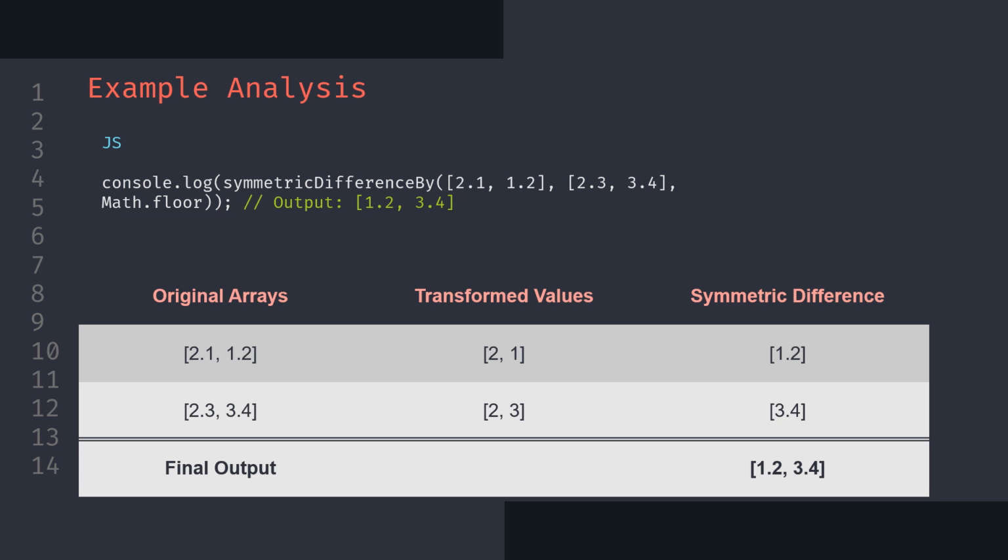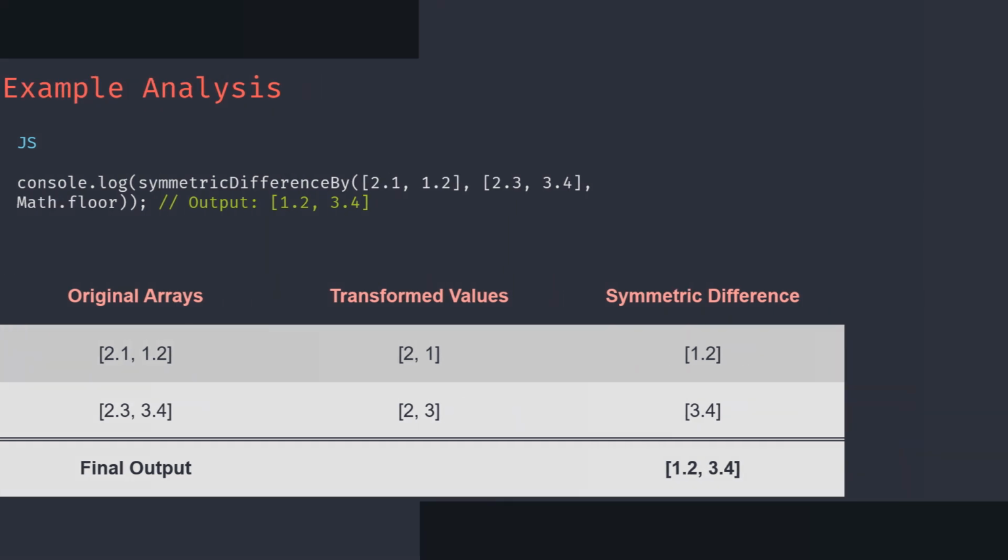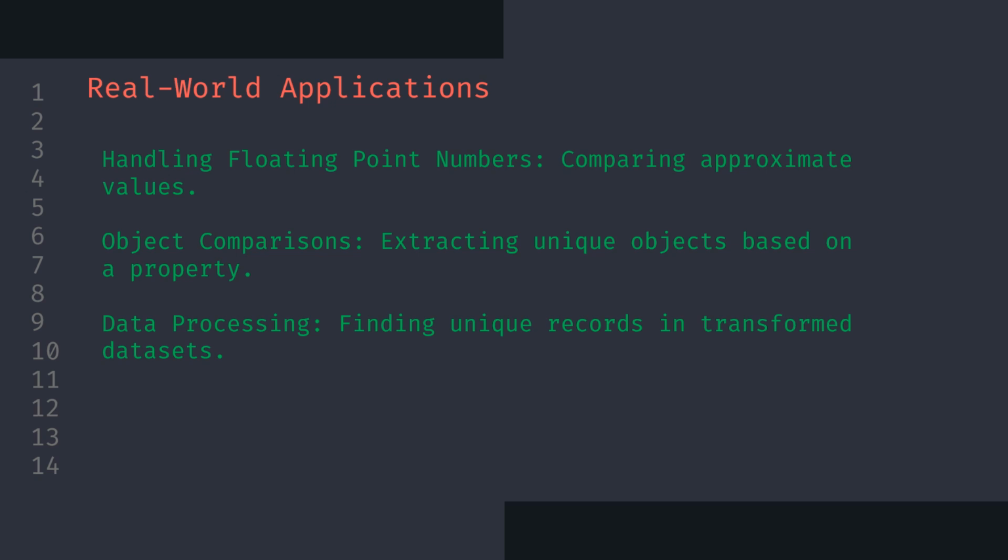This function effectively captures elements that remain unique after transformation, making it useful for fuzzy comparisons like rounding. This technique is valuable when working with real-world data that needs normalization before comparison, such as prices, dates, or object properties.